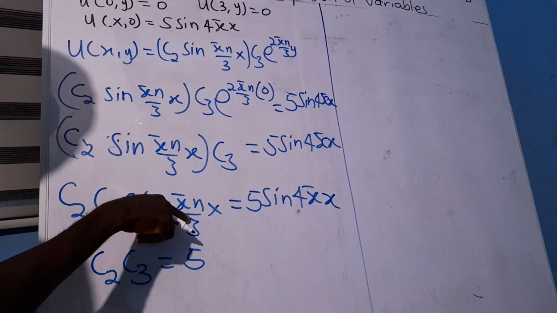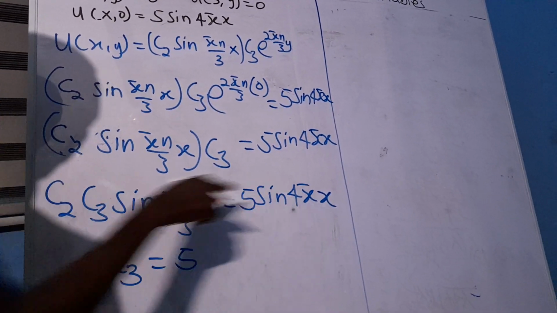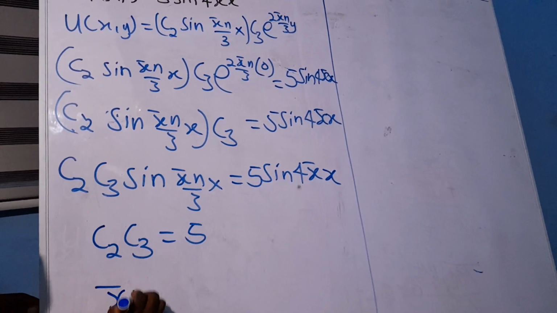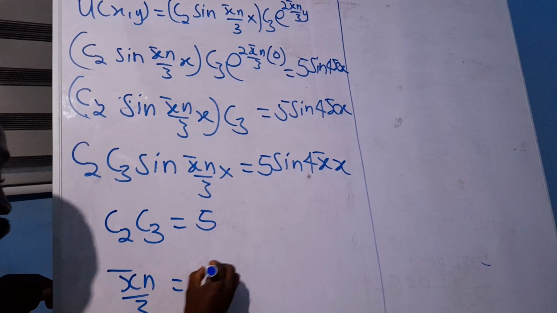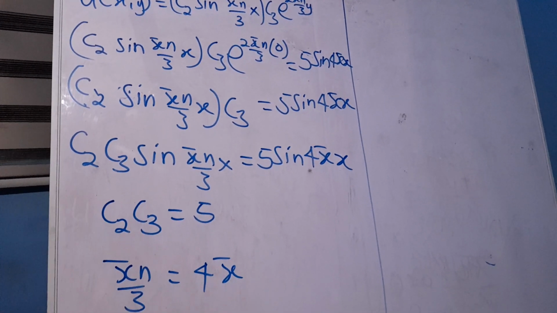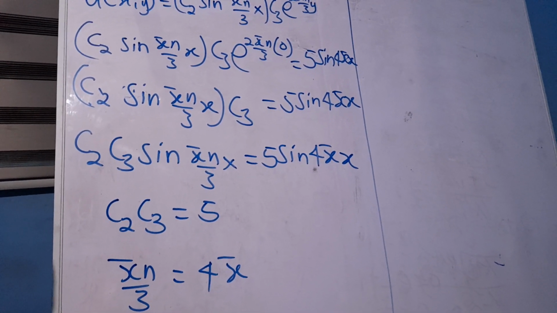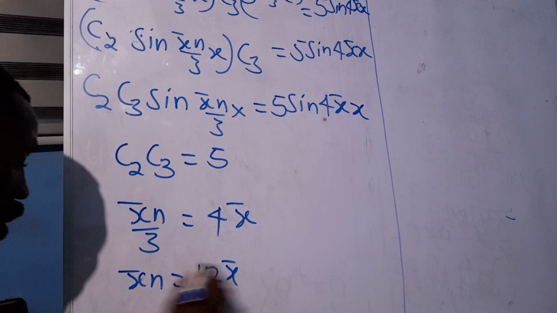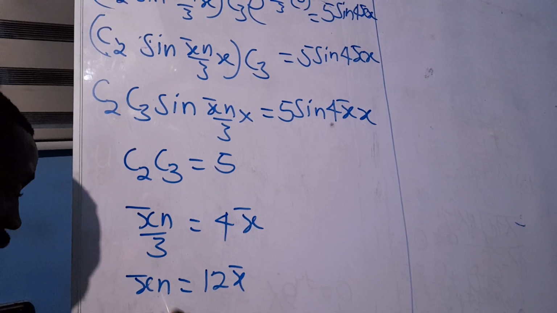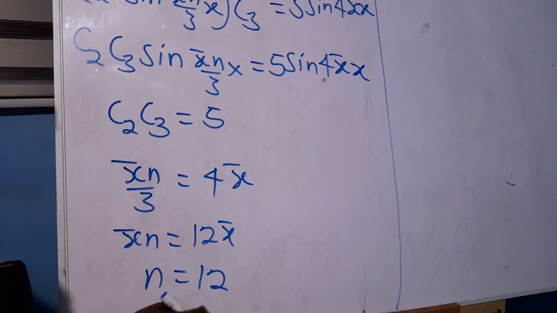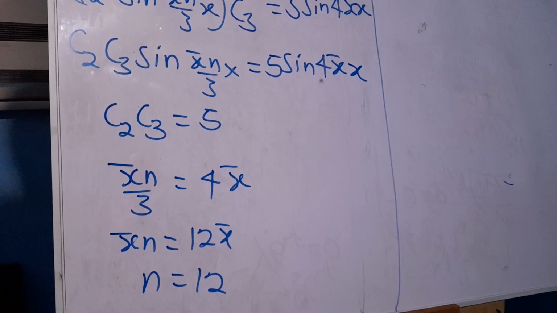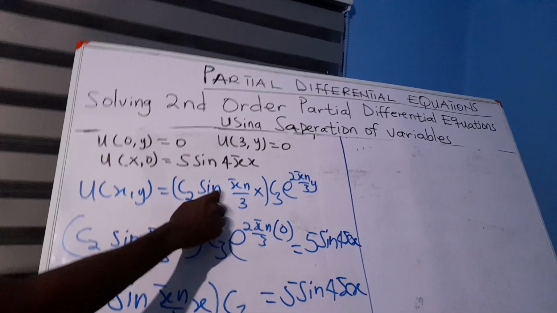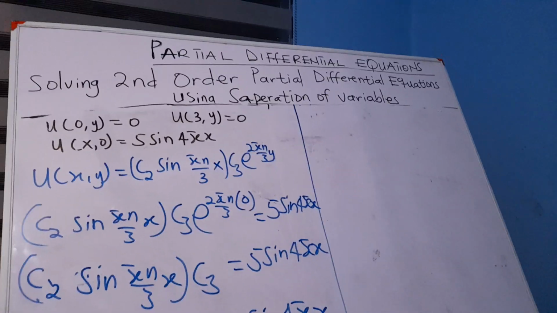Then also the variable, the x here, you can see x. So we can say the coefficients of the x there are equal. So we can say pi n over 3 is equal to 4 pi. We multiply both sides by 3. So we have pi n will be equal to 12 pi. When we divide both sides by pi, our n will be equal to 12. So n actually is 12. We substitute our n equal to 12 into this to get our particular solution.